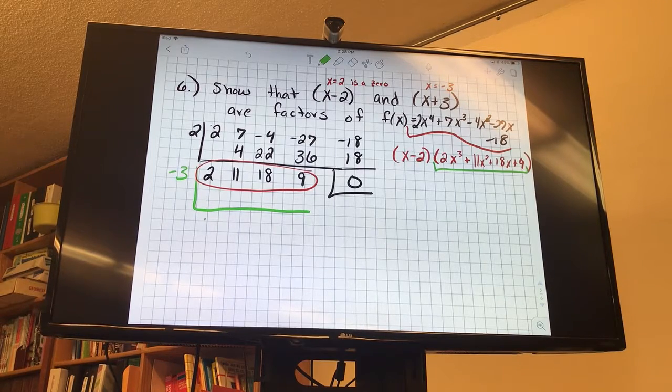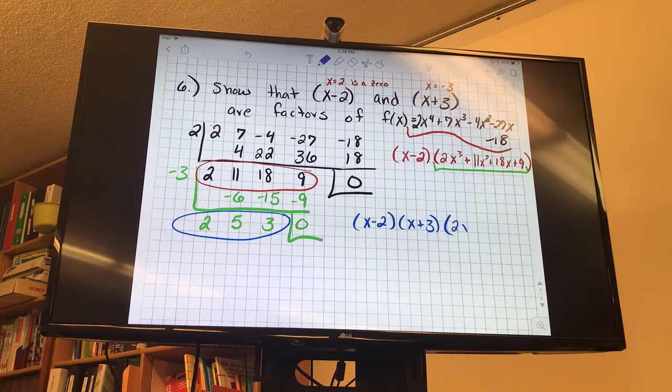So we break down the 2, which gives me -6, 5, 5, -15, 3, 0. So now I have this guy pretty factored down. I know I have a factor of x minus 2. I know I have a factor of x plus 3. And what's my remaining factor? 2x squared plus 5x plus 3. So now I know I have solutions to this. If I was setting this equal to 0, I've got a 2, a -3, and now can I do some stuff with that? Yeah.